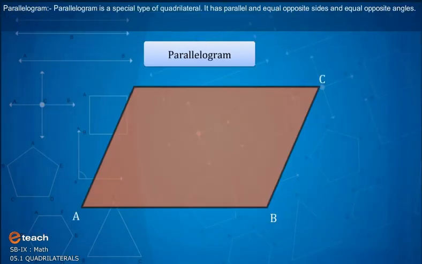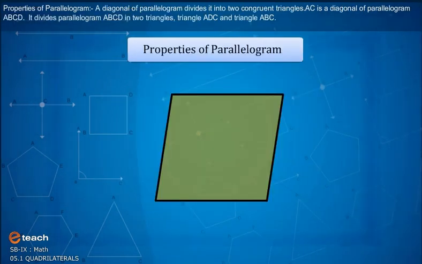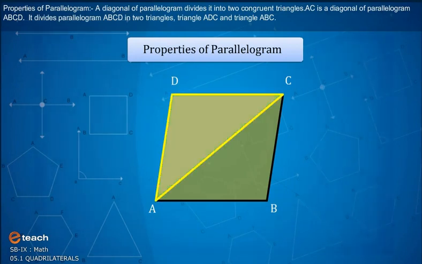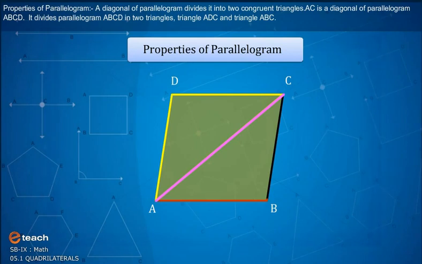Parallelogram. A parallelogram is a special type of quadrilateral. It has parallel and equal opposite sides and equal opposite angles. Properties of parallelogram. A diagonal of a parallelogram divides it into 2 congruent triangles. AC is a diagonal of parallelogram ABCD.